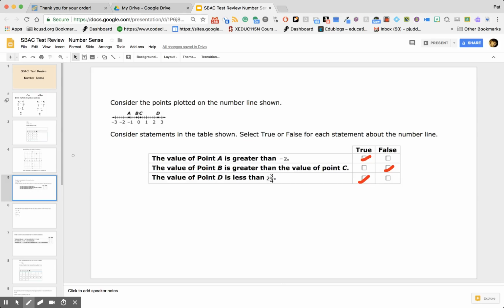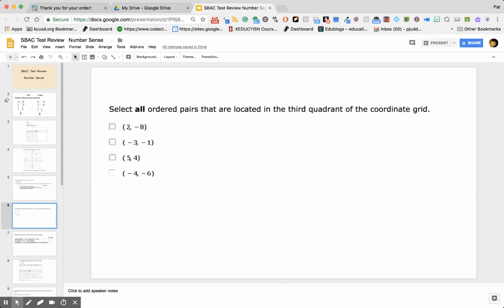Okay, hopefully you had those same answers. Remember, when you see something that has a number line and a chart, you are not drawing the chart, you are not drawing the number line. You are just recording your answers. Moving on to the next one.